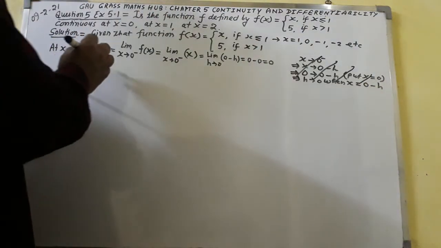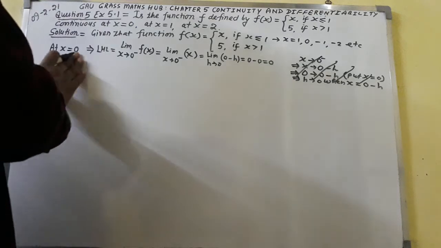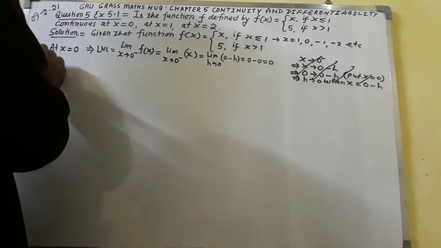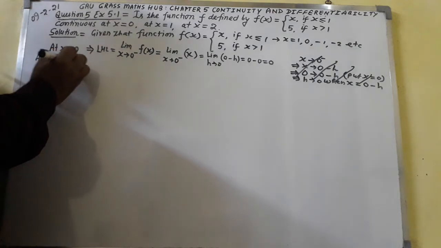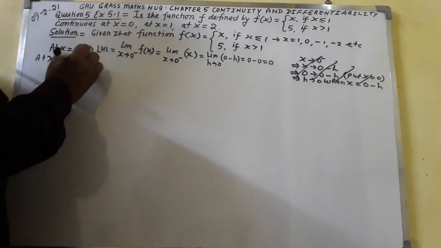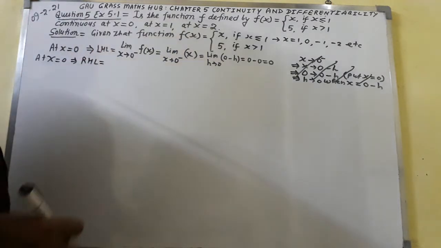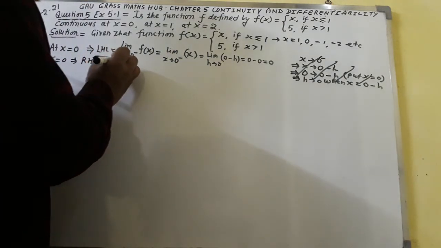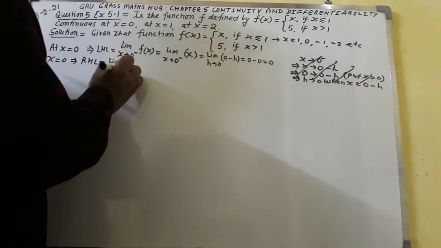Now I shall show here RHL, right hand limit. Here I shall write right hand limit at x equal to 0, implies that right hand limit equal to limit x tends to 0 positive.